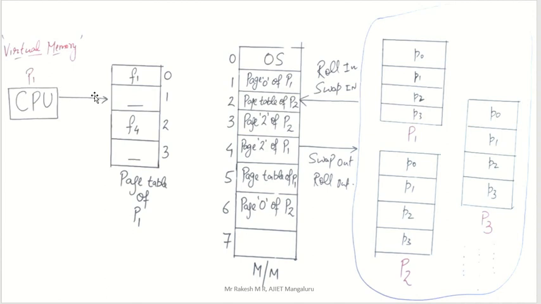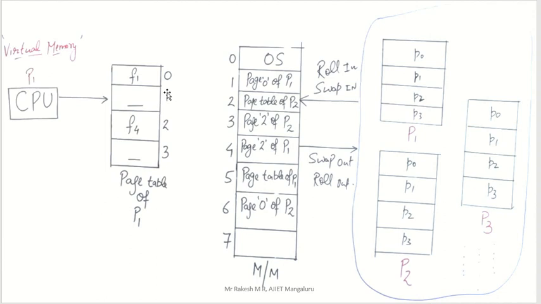That page number is sent to the page table. The page table contains page numbers 0, 1, 2, 3. Now the meaning of this is that the 0th page of process 1 is stored in frame 1. Frame 1 means this one in main memory. You can see page 0 of P1 is stored here.